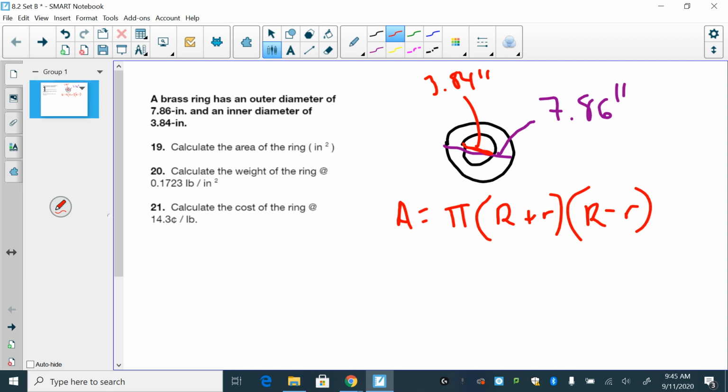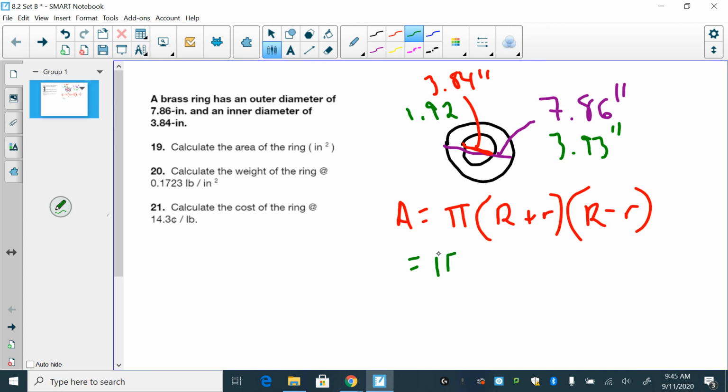Now, r is our radius. The biggest mistake is people still use the diameters. I gave you the diameters in the question, so you have to take those numbers, 7.86, and divide by 2. So you're going to be working with 3.93, and then take the 3.84 and divide that by 2. That's 1.92. So now it's just plug and play.